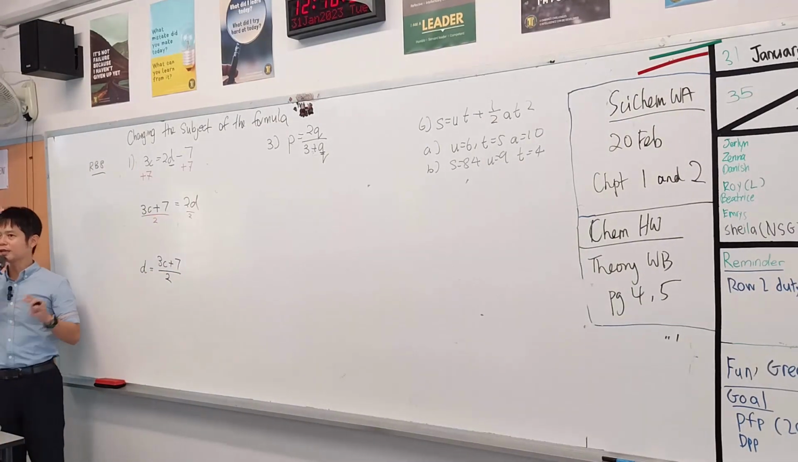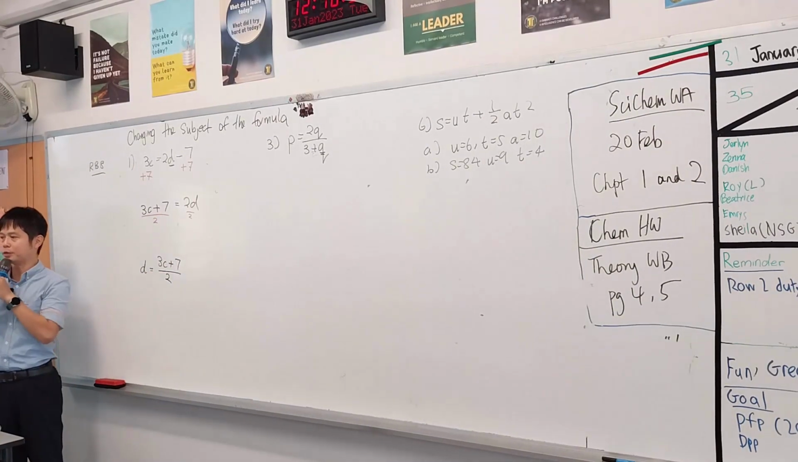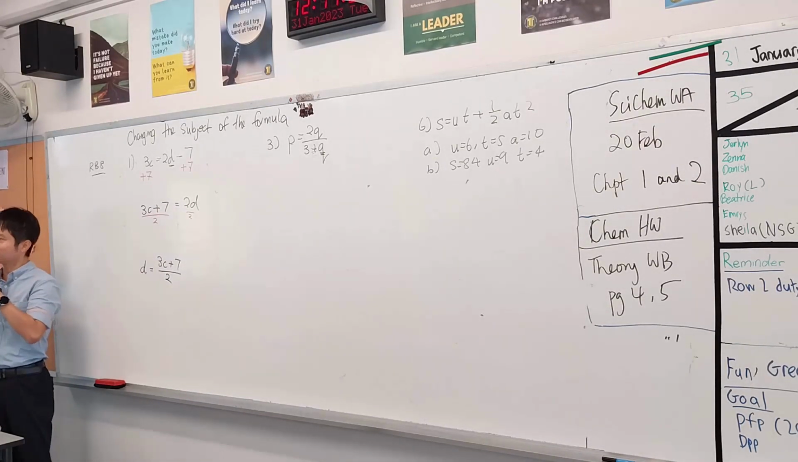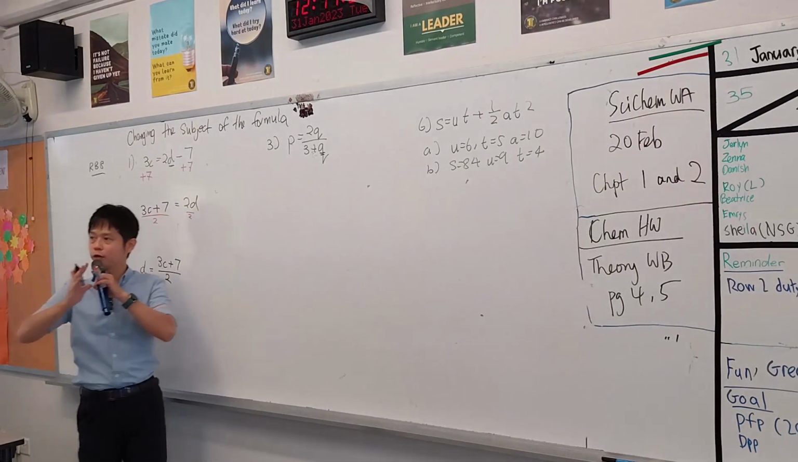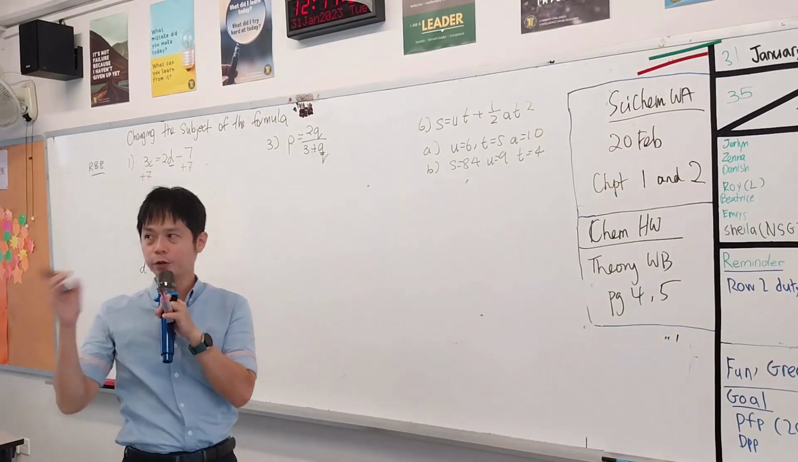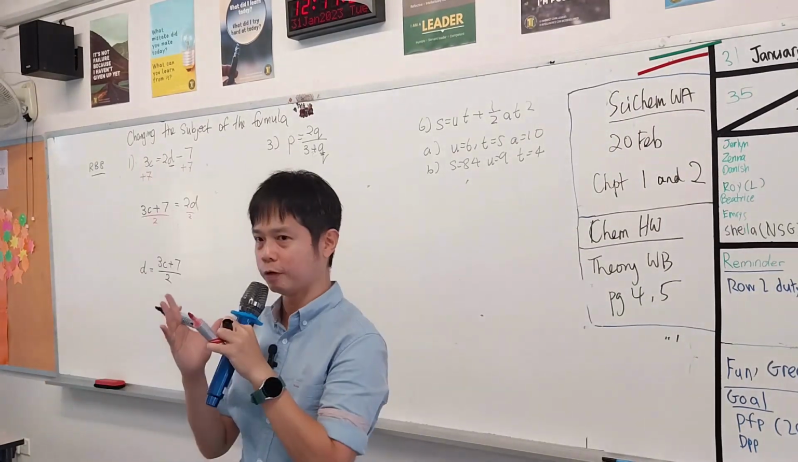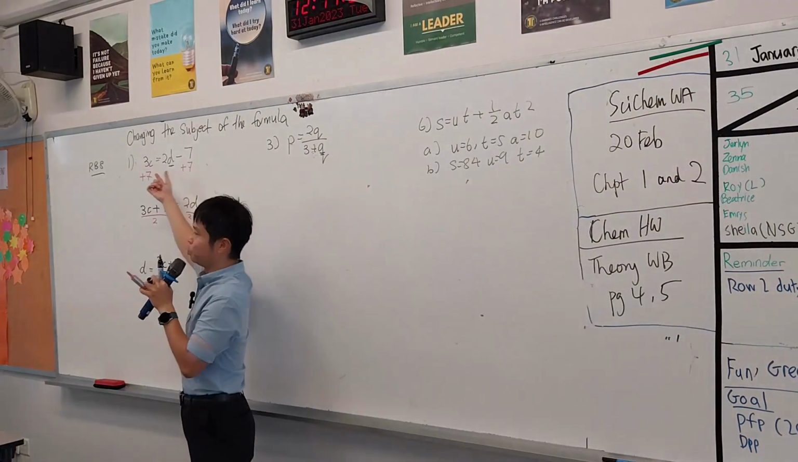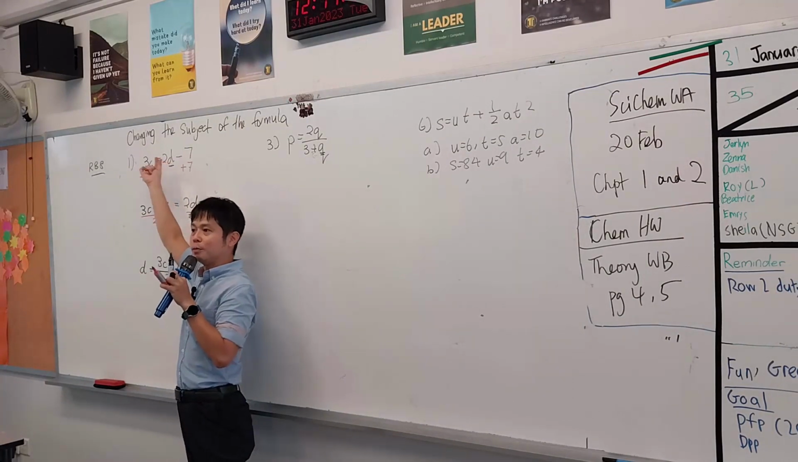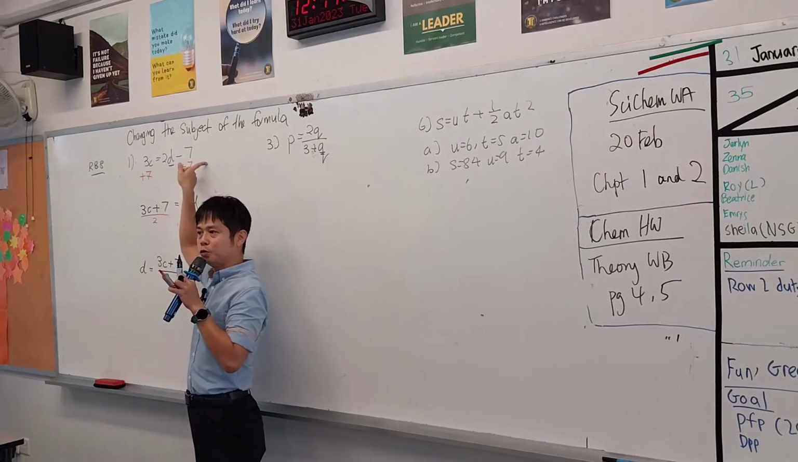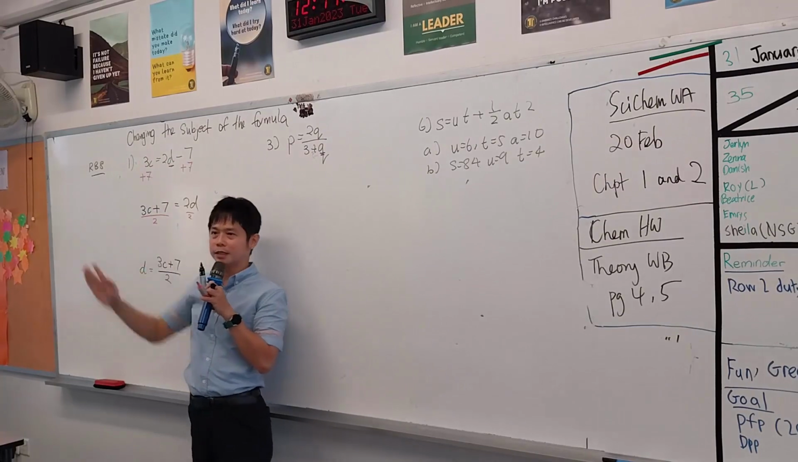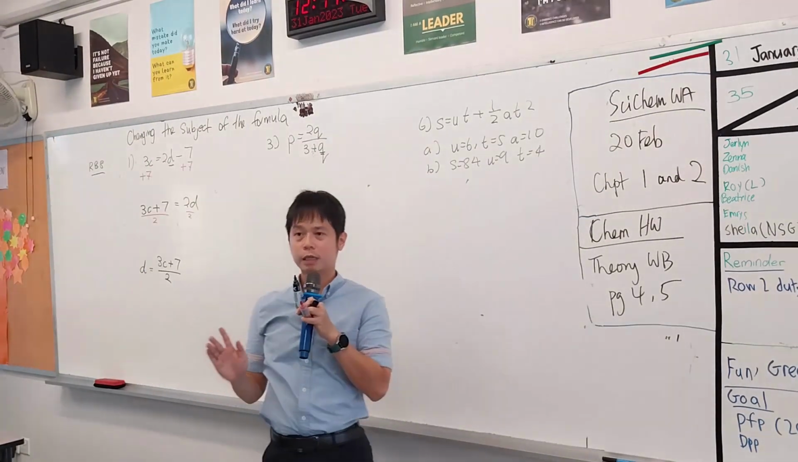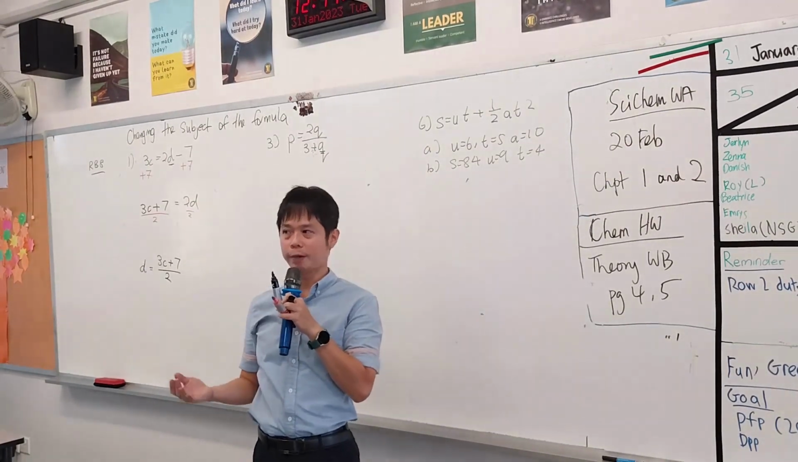So the concept is what you do on the left side, you must do for the whole left side. Cannot just do for one term only. You must do for the whole left side. What you do for the right side, you must do for the whole of the right side. So when you divide by 2, you cannot just divide by 2 here. You must divide by 2, divide by 2, divide by 2. Every term must divide by 2. Now it's doable, but it's more complicated.